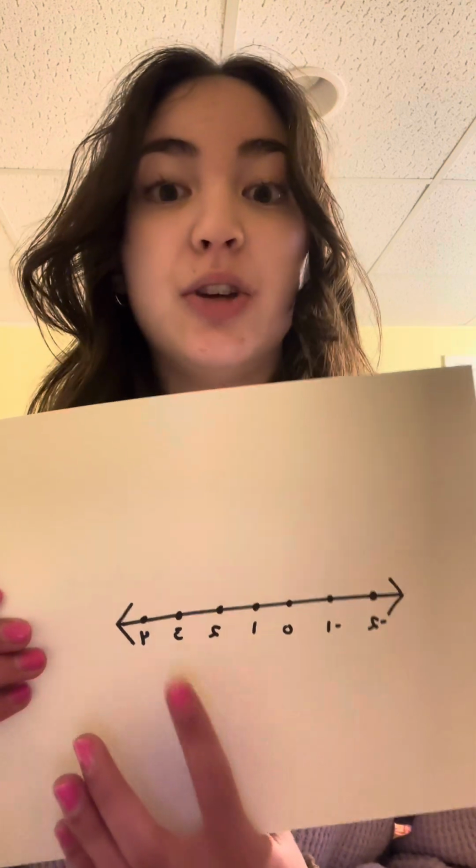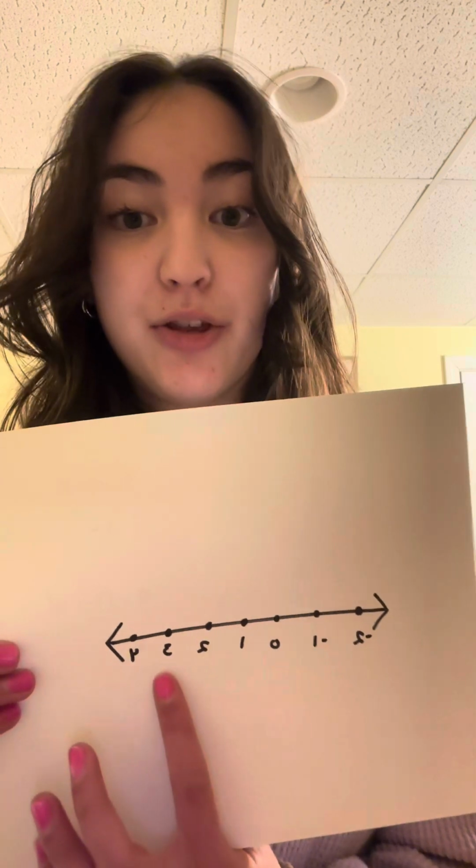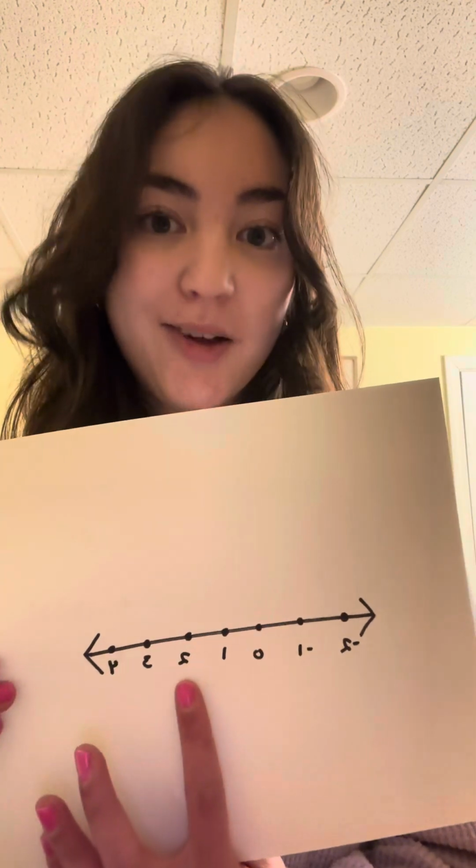So if it's negative, you go to the left. If it's positive, you go to the right. This example has a negative. So you're at 3 minus 1. Where do we end up? It's number 2.